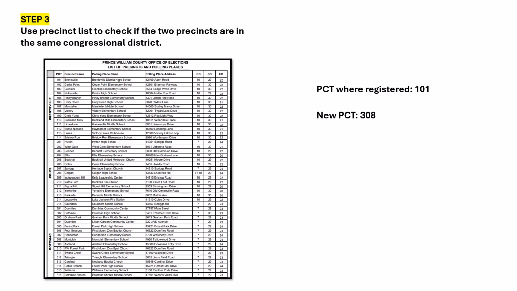Step number 3, the precinct list. We already know that the voter's new address places them in a different precinct. Now, we'll use the precinct list to determine whether their current and new precincts fall within the same congressional district, CD. CDs are listed in this column. Here, we have my precinct 101 and the new precinct 308. Comparing their CDs, we can see that they are not in the same district.